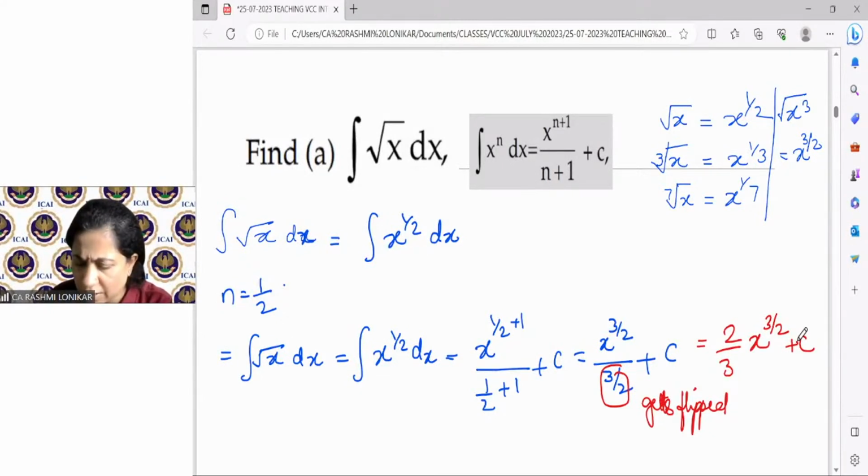Only initially you will have to think about all this, and then you don't have to. Then you will start directly doing the sums, especially these ones, x raised to n.